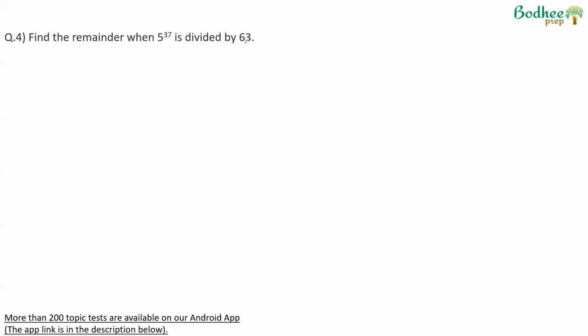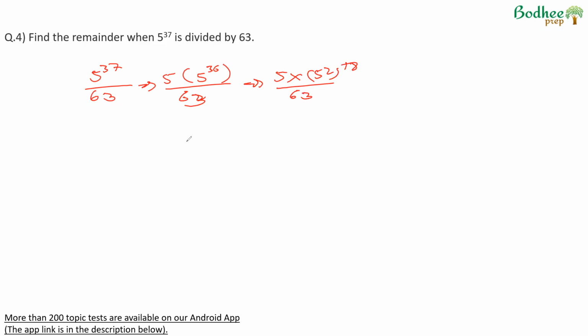Remainder when 5 raised to power 37 is divided by 63. Power of 5 close to a multiple of 63 will be 125, 126. So if we write this as 5 raised to power 37, we cannot take the cube out directly. So we write it as 5 into 5 raised to power 36. This can be written as 5 into 5 squared raised to power 18, or rather cube we need, 125. We'll take out cube from here. 36 by 3 is 12. This becomes 5 into 125 raised to power 12 by 63.